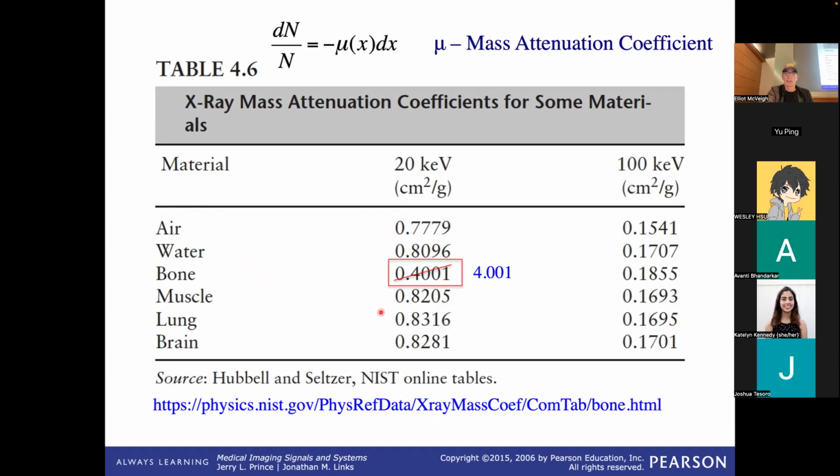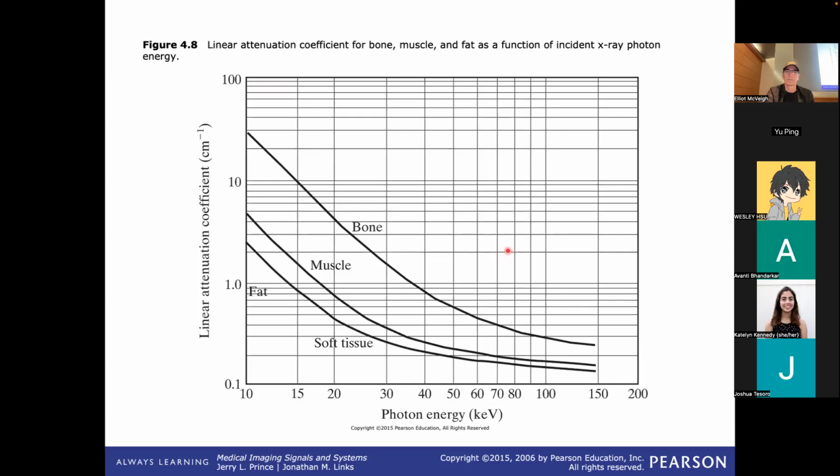So here's the relative numbers, right? At 20 keV and 100 keV. And you can see why it's easier to remember half value layers, because you're not going to remember all these numbers, right? And so here we have different materials and the linear attenuation coefficient of those materials as a function of photon energy.